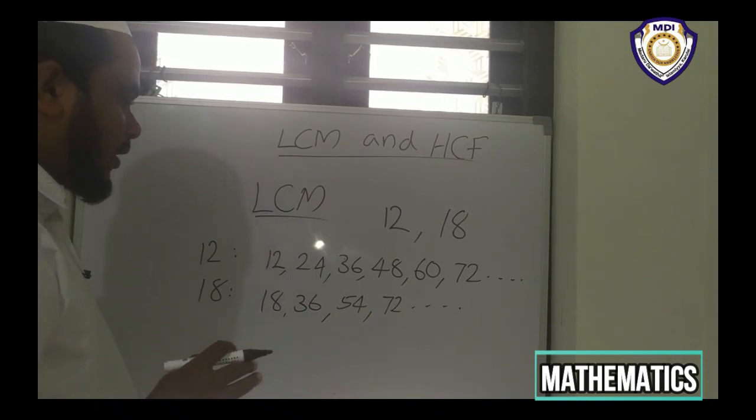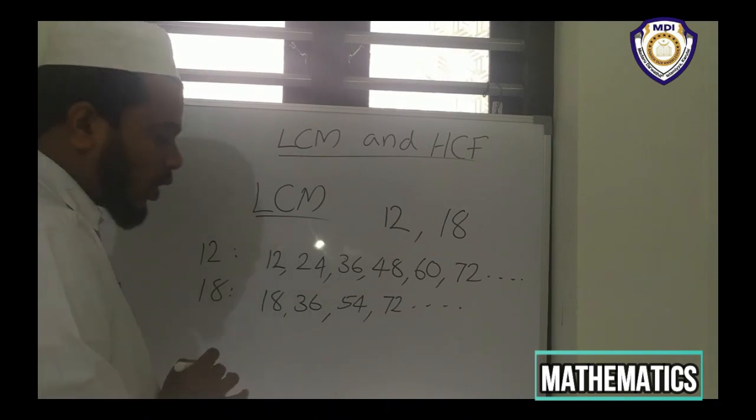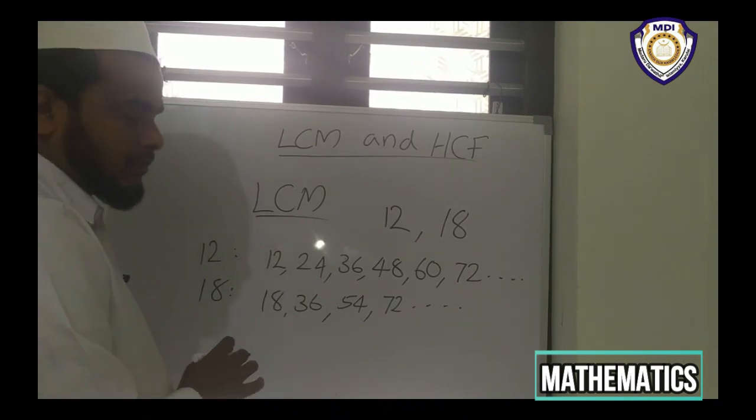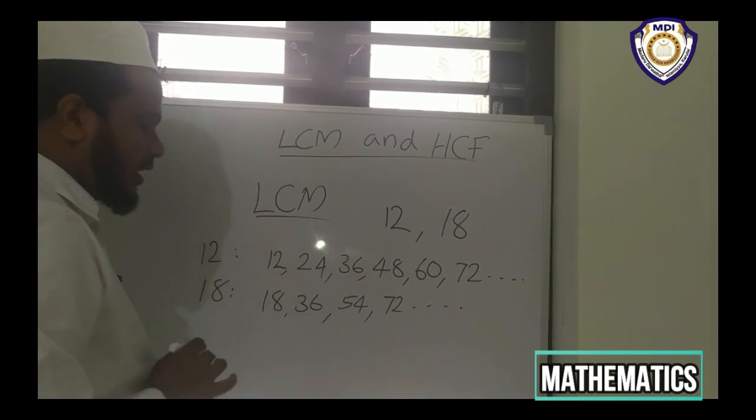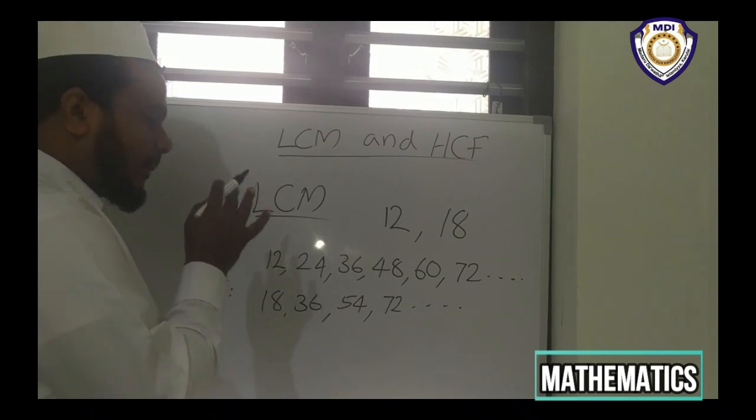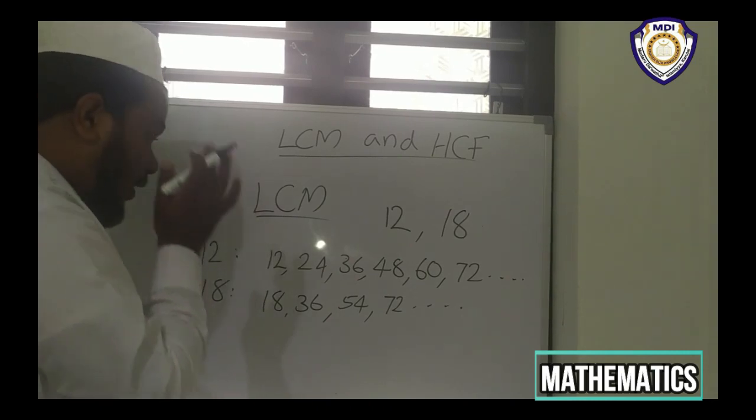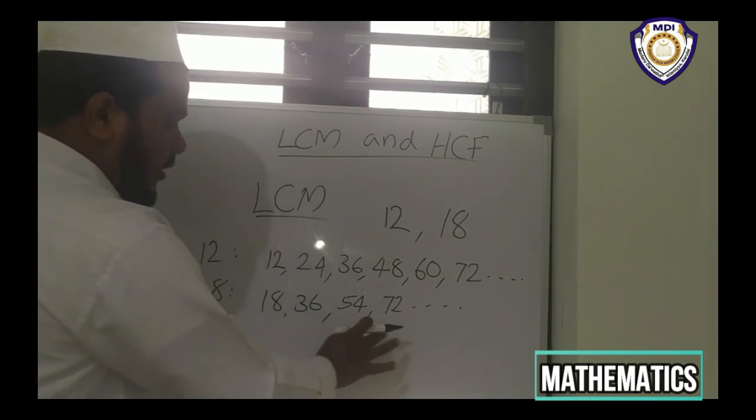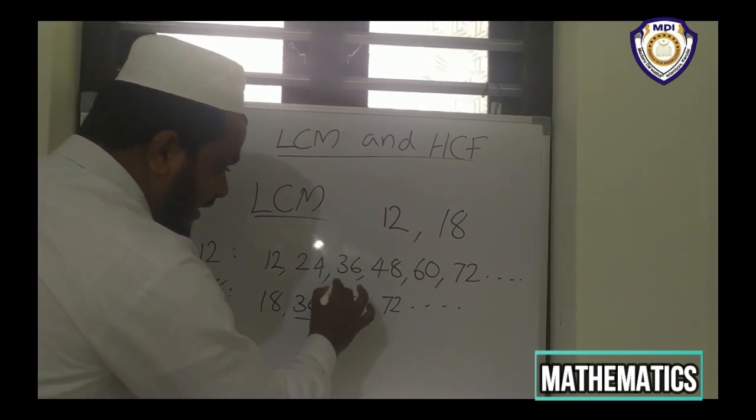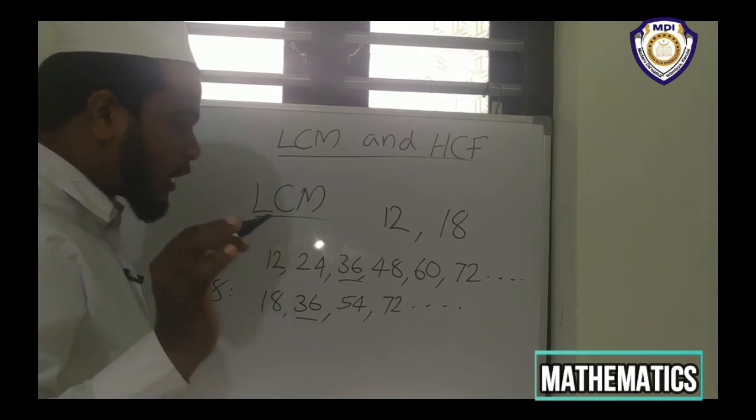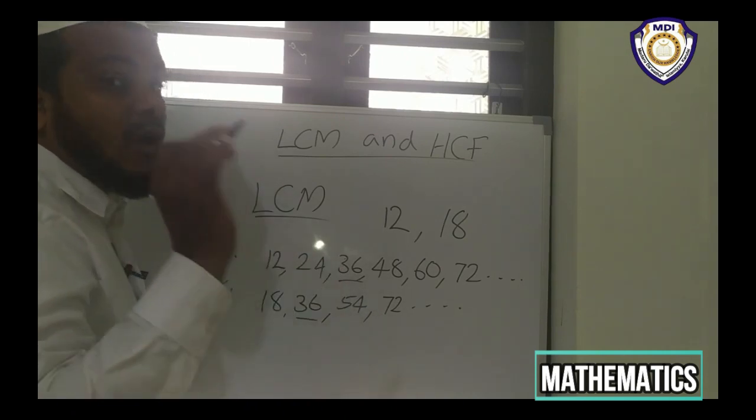Our question, which are the common multiples here? 12? No, 12 is not a common multiple because there is no 12 in the multiples of 18. The 12 is only the multiple of 12, not the multiple of 18. So it is not a common multiple. 24? No. 36? Yes, here 36, and here also 36. Then 36 is a common multiple.